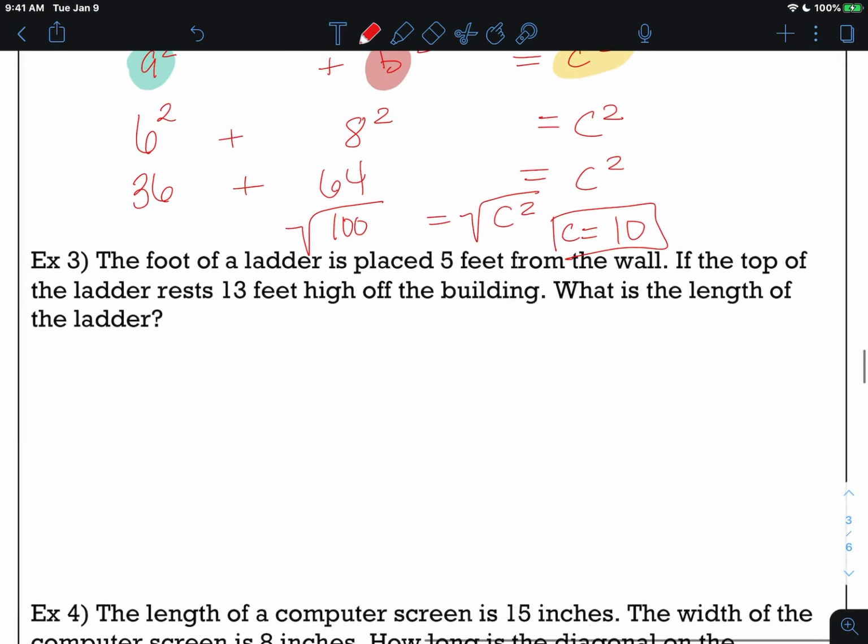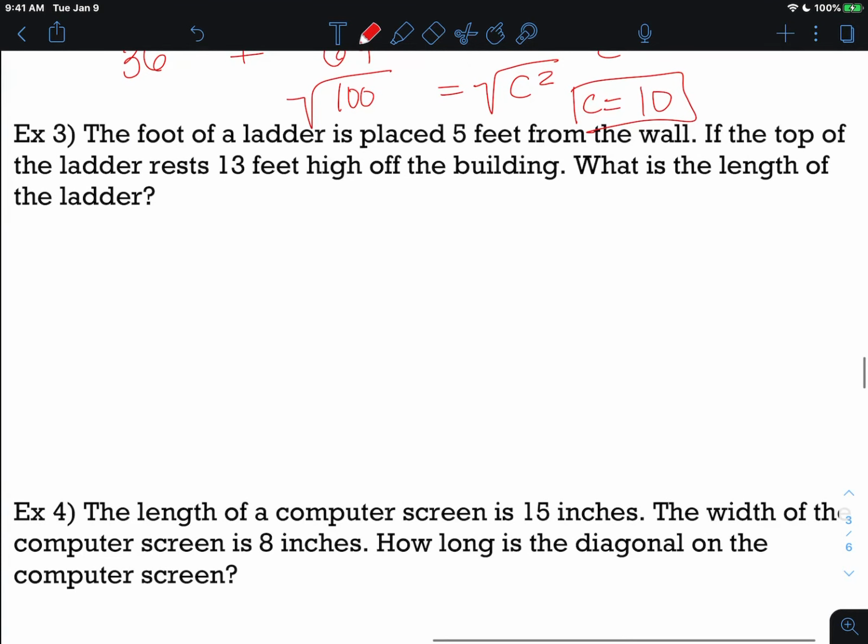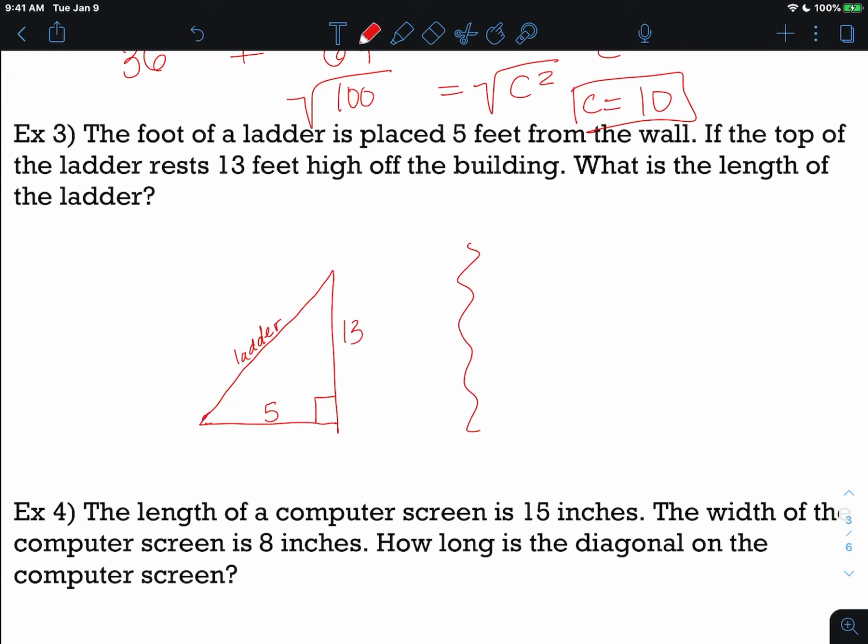All right, example number 3. The foot of the ladder is placed 5 feet from the wall. If the top of the ladder rests 13 feet high off the building, what is the length of the ladder? Okay, so first things first, let me just draw a triangle here. Okay, so this is my ladder, and they said it's 5 feet away from the building. I'm going to say over here is my building. 5 feet away from the building, and it's 13 feet high.